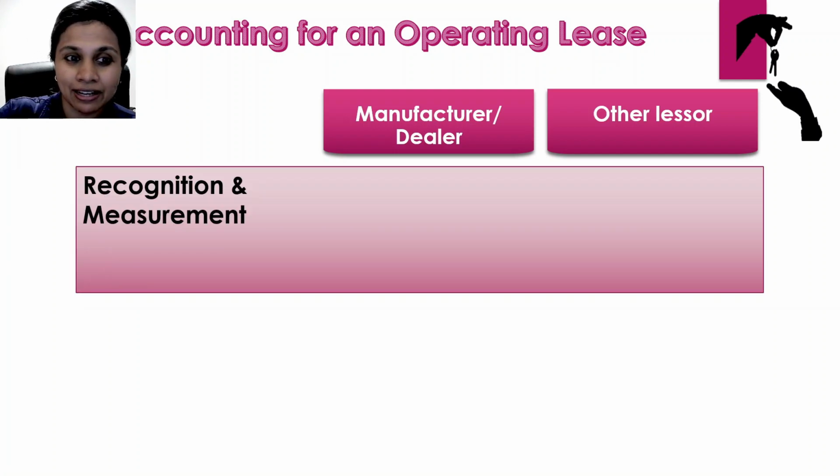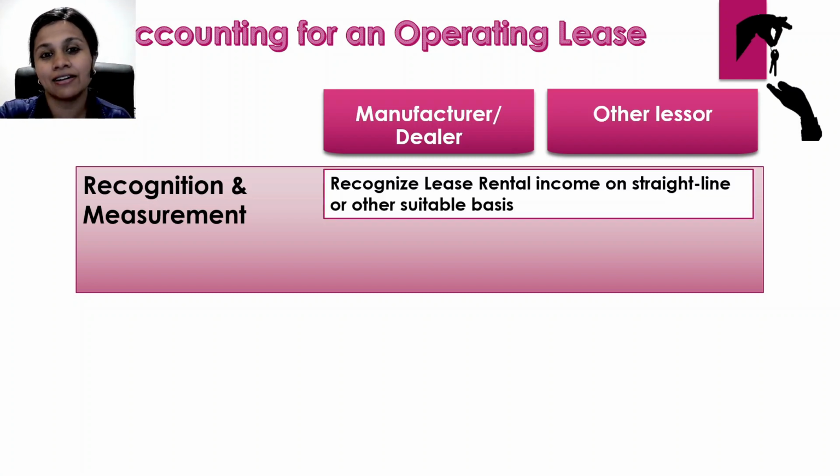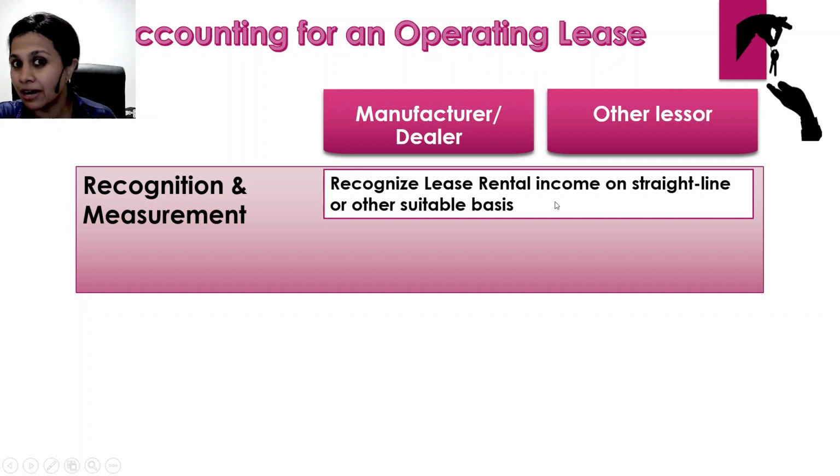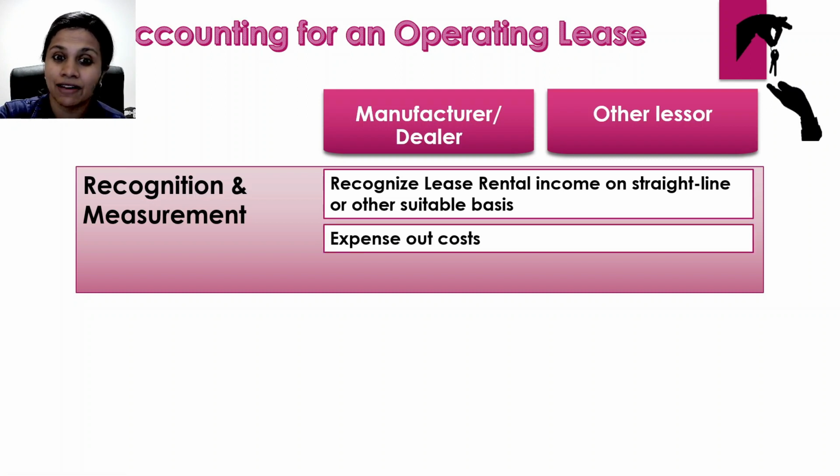So we start with recognition and measurement. Now, the lease rentals that are received from the lessee are recognized as an income, either on a straight line basis or any other suitable systematic basis. The second is, if any expenses are incurred other than initial direct costs, these are to be expensed out. And finally, it is an operating lease.